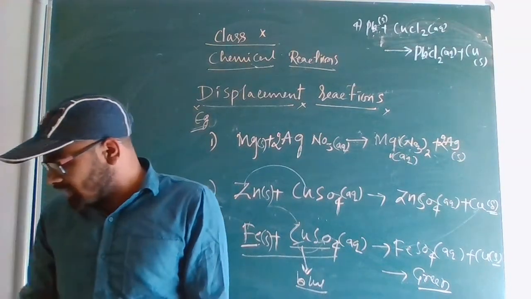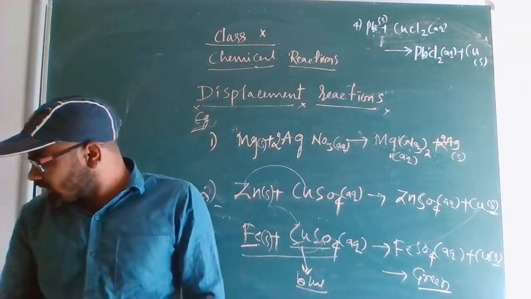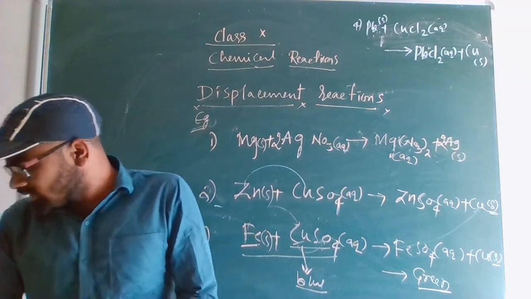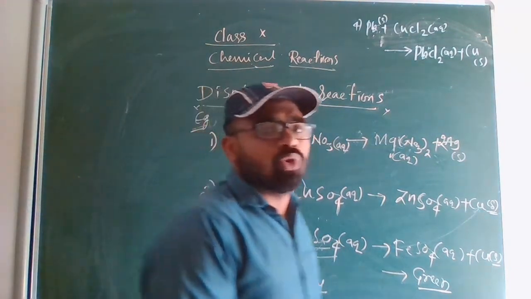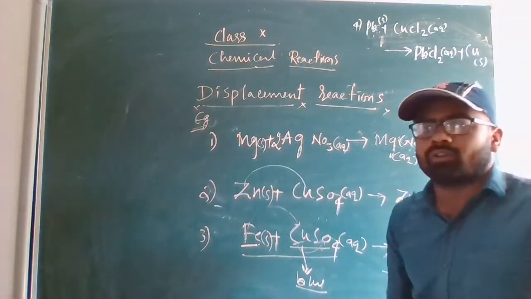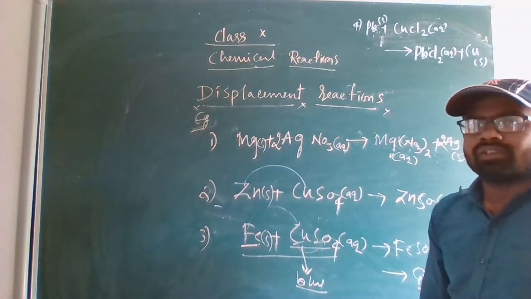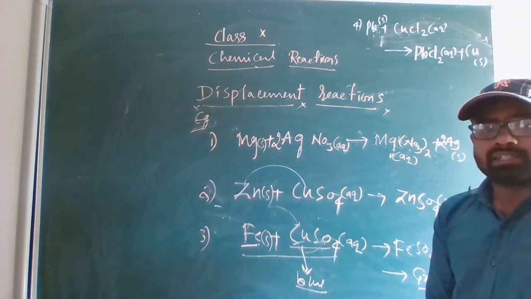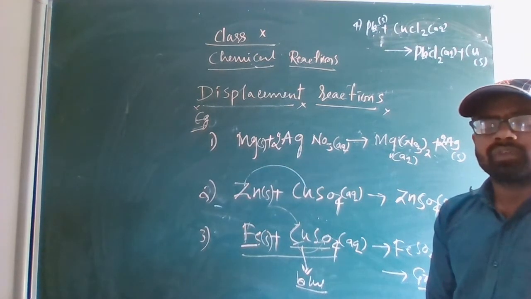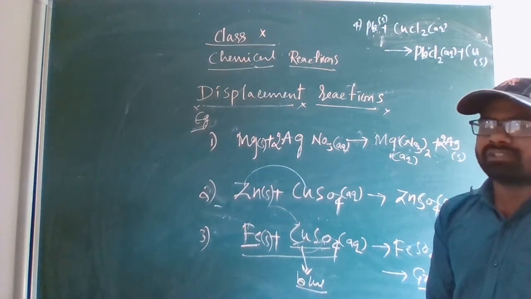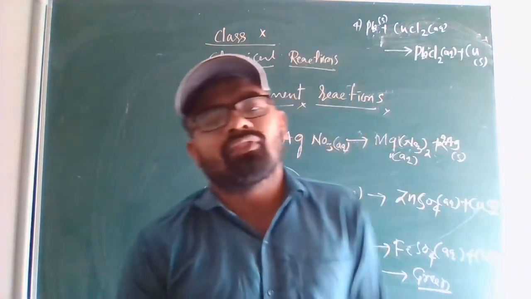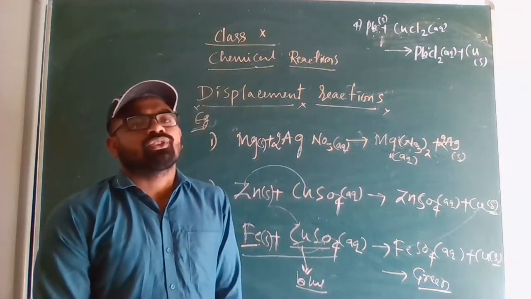So I think we have done enough with the 4 examples. I hope you note down all these equations. These are the 4 important definitions. Define displacement reactions and explain with any 2 examples. They will ask, or they will give a type of reaction and ask which kind of reaction this is. So you have to be clear.